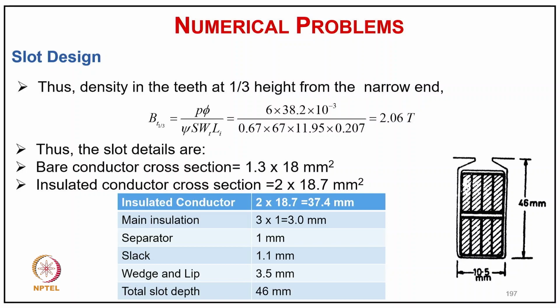So thus the slot details are: bare conductor cross section is 1.3 into 18 millimeter square, and insulated conductor section is 2 into 18.7 millimeter square. So insulated conductor 2 into 18.7 comes to 37.4 millimeter. Main insulation 3 into 1 is 3 millimeter, separator 1 millimeter, slack 1.1 millimeter, wedge and lip 3.5 millimeter, and total slot depth is 46 millimeter.